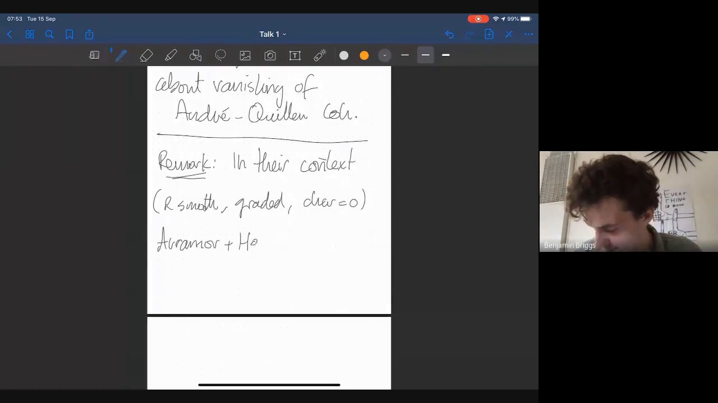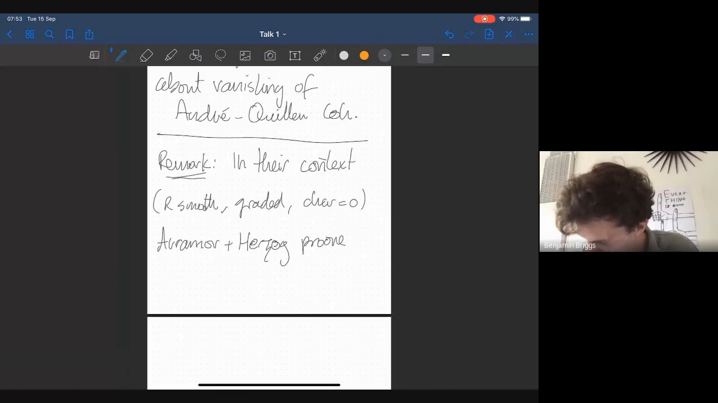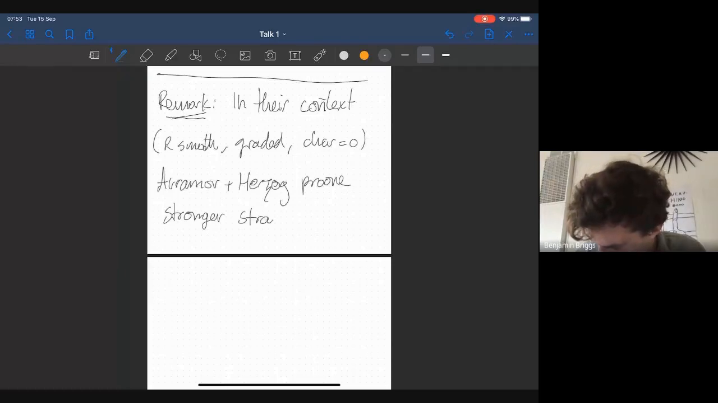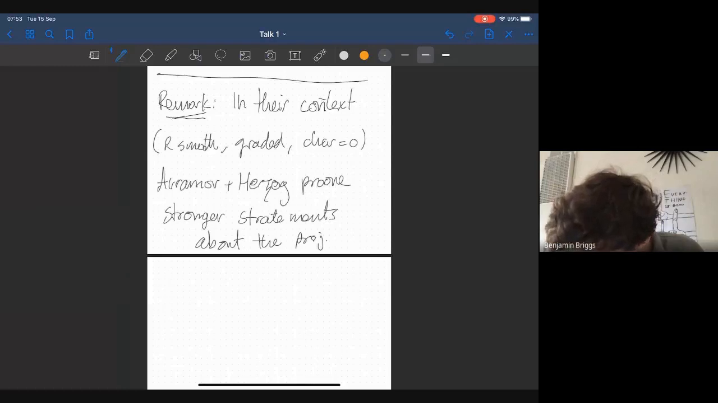Sorry, Herzog. Sorry, that's rude of me. There's a result of Avramov and Halperin showing up later. Avramov and Herzog prove stronger results, stronger statements about the projective resolution of I mod I squared.